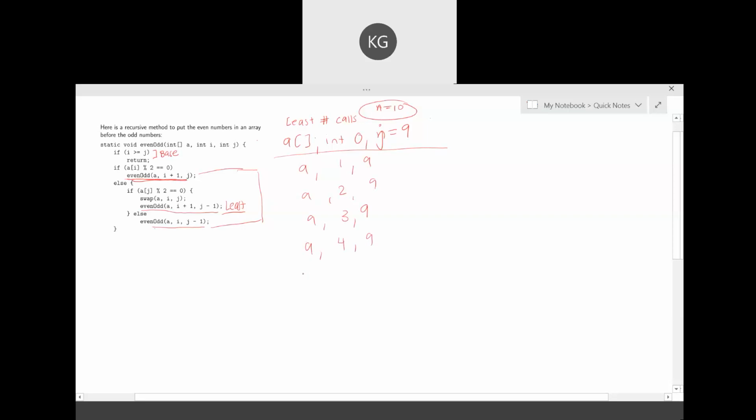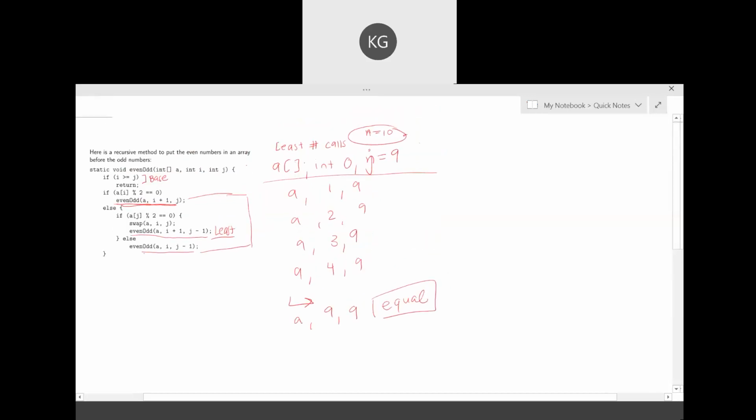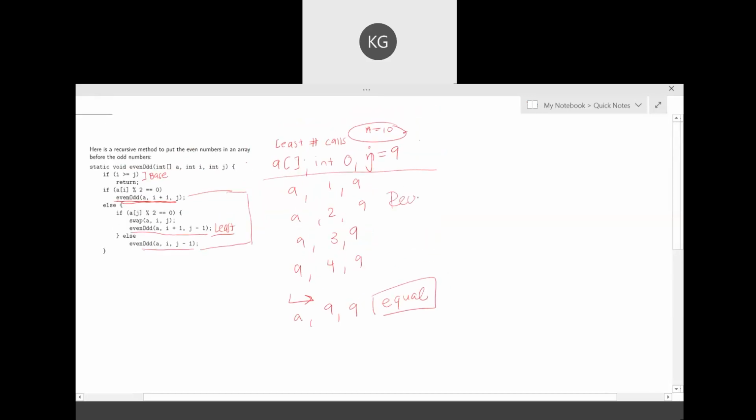Until we eventually get to A, 9, 9, which is going to be where they're equal. So then again, look at the relationship between what n is and how many recursive calls we did. So how many recursive calls would it take us in this scenario? Nine. Yeah.